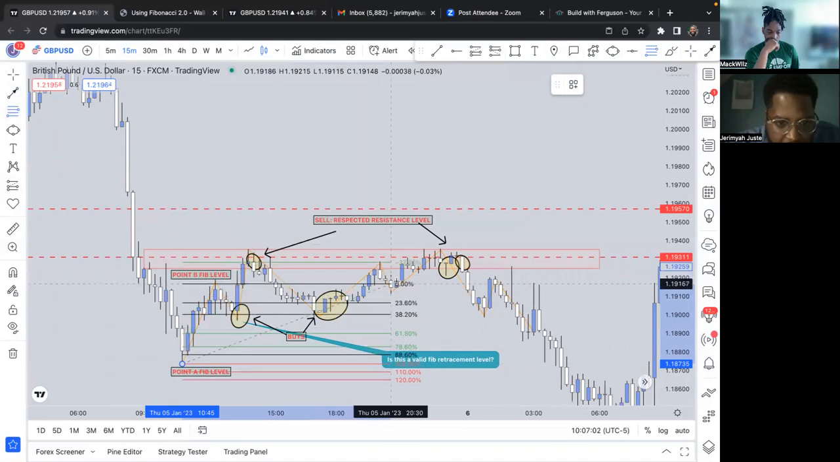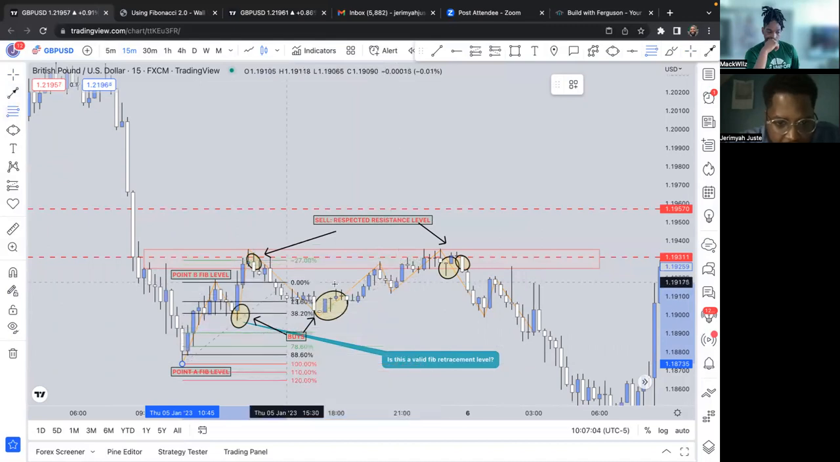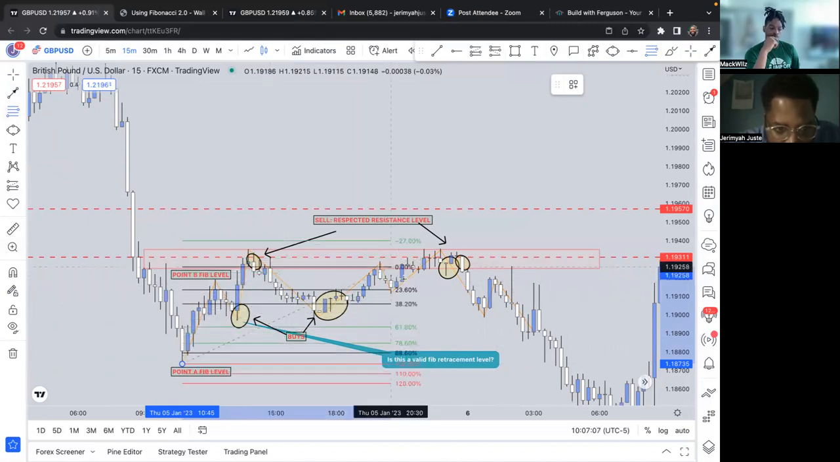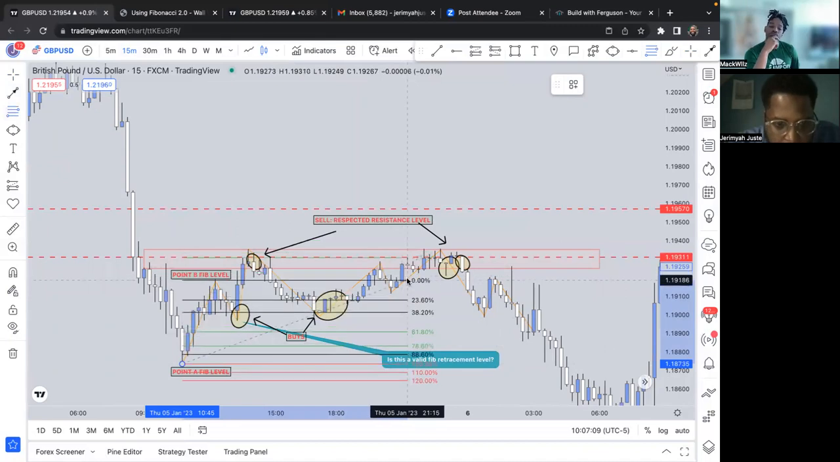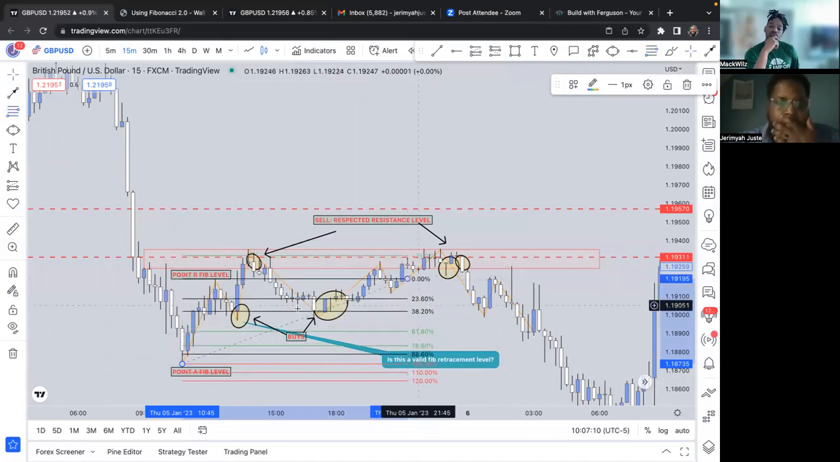Boom, right there. Now I did have a question for you, Vontae. So I noticed that price came into this zone. So once it passed this, that means that it's now in the 38.2 zone, right? Once it breaks this line right here.